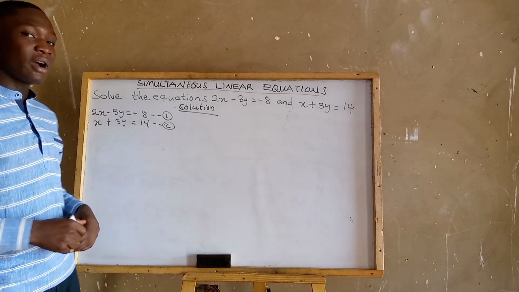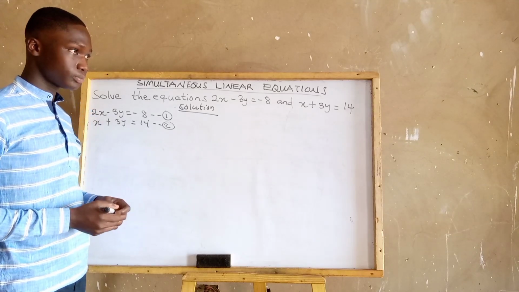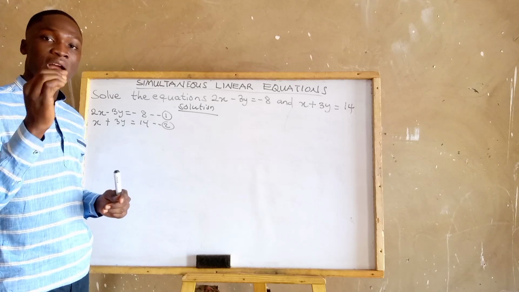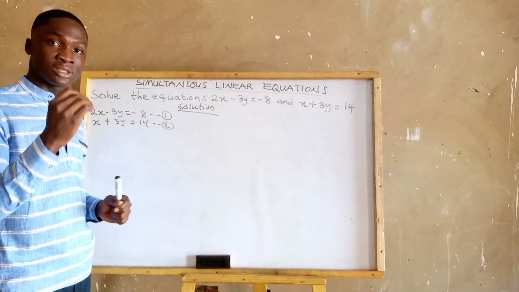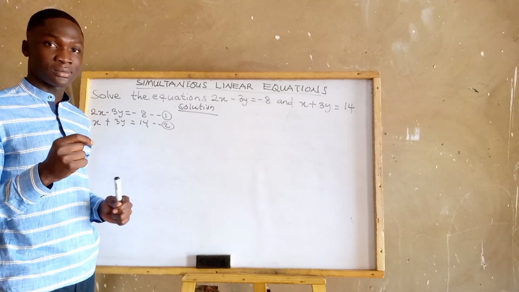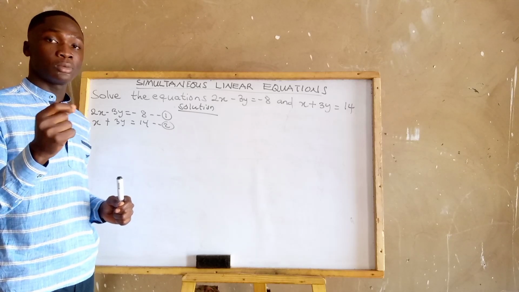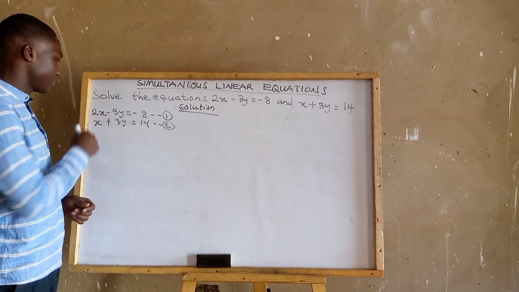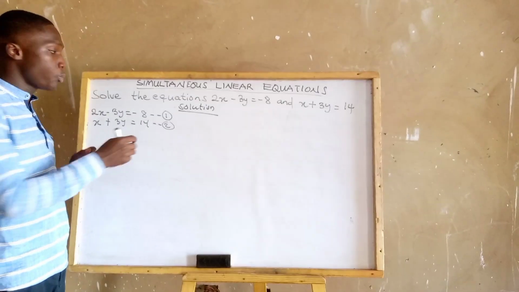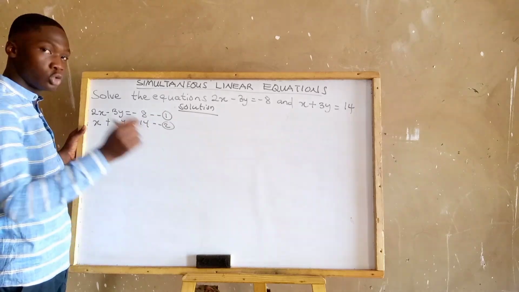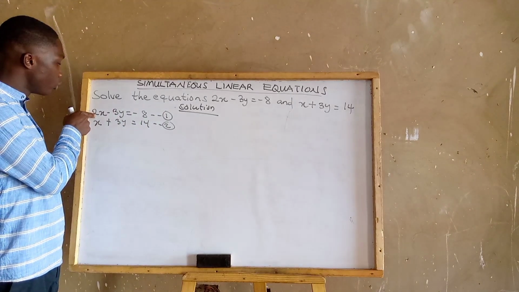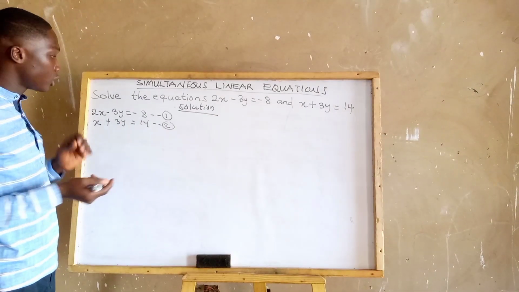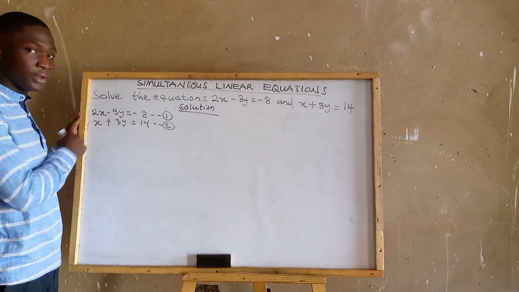So now for the elimination method, you have to note that for the variable that you want to eliminate, either x or y, the coefficient of those variables should be the same on both equations. So assuming you want to eliminate x, the coefficient of x on both equation 1 and equation 2 should be the same. So here you have 2 and here you have 1. So you can't eliminate x. But you can eliminate y because you have 3 here and then 3 here.